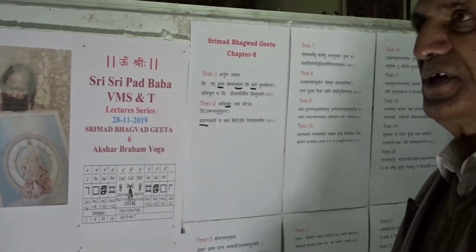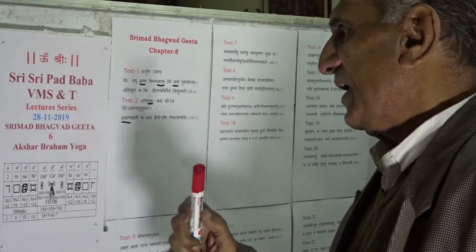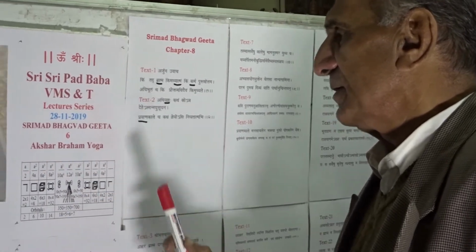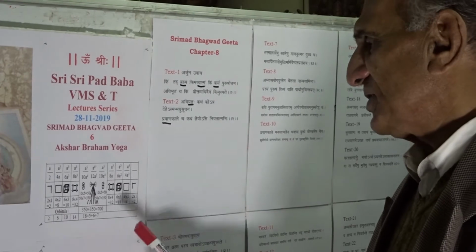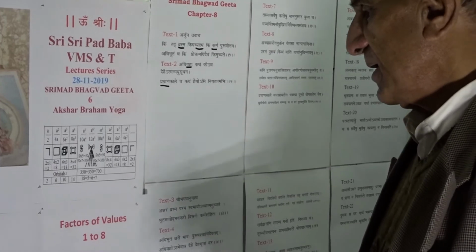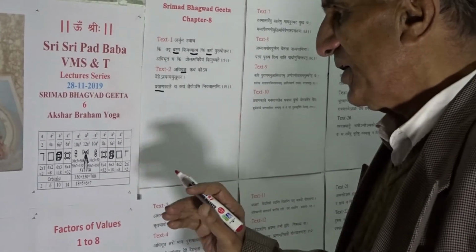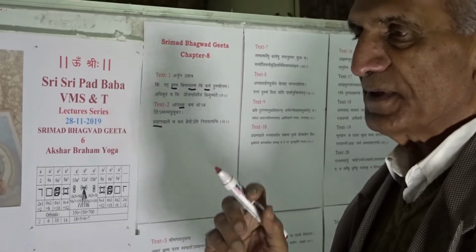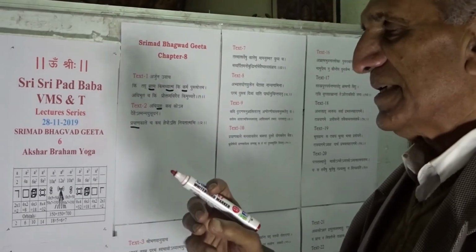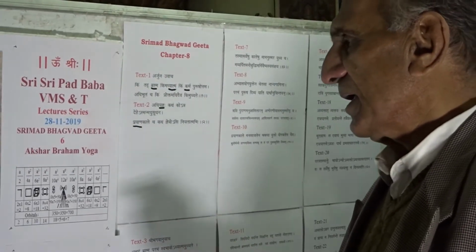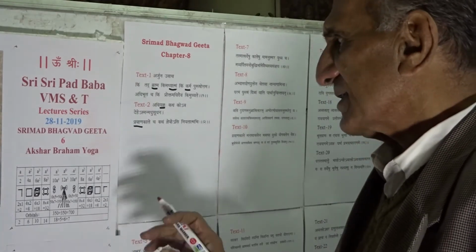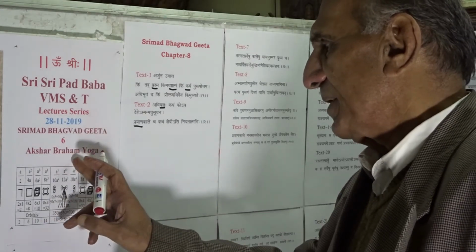Today we shall be imbibing the values and features of Akshar Braham Yoga, the discipline of chapter 8 of Srimad Bhagwad Geeta. Srimad Bhagwad Geeta is a scripture of 18 chapters. Each chapter is parallel to the values of the discipline of yoga. There are 18 aspects of the discipline of yoga. The 8th aspect is Akshar Braham Yoga.